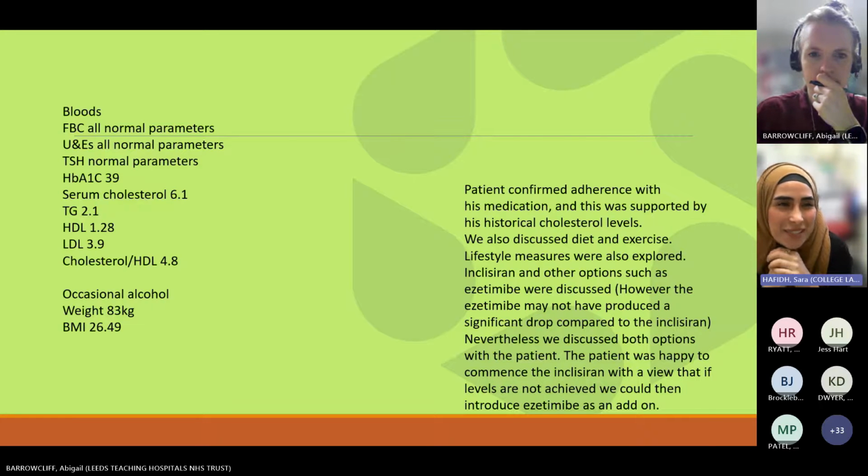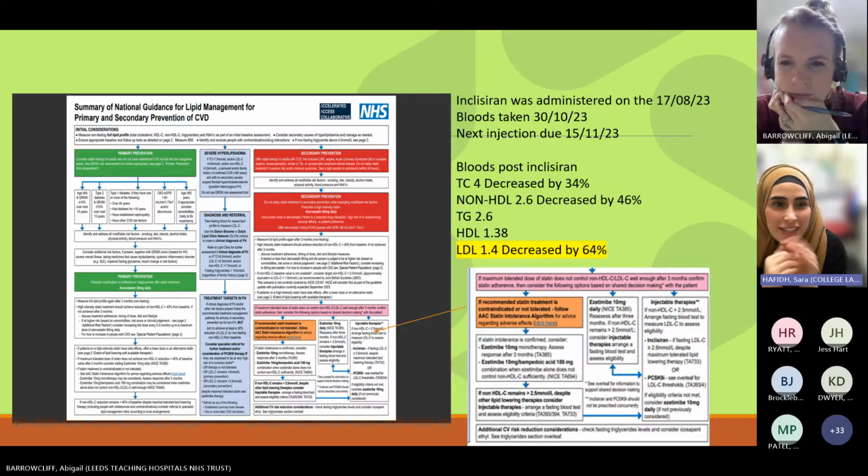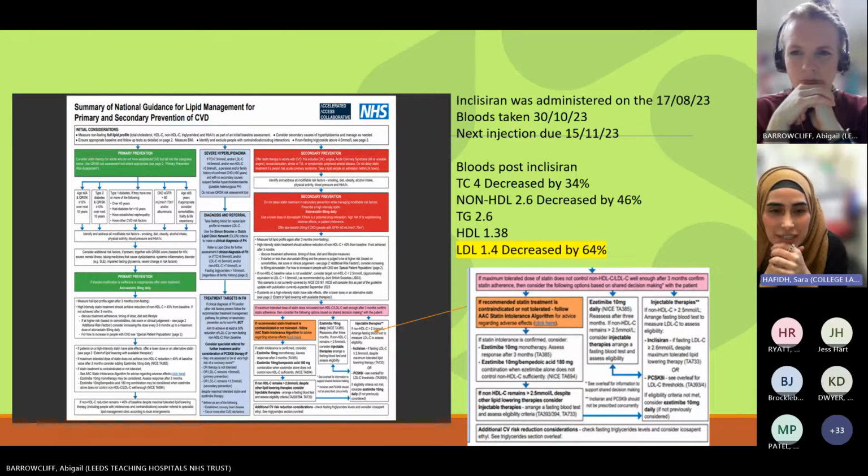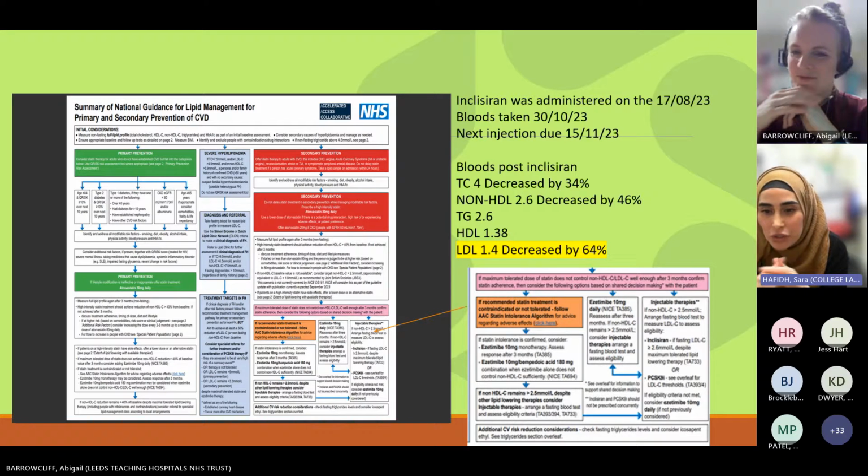Can you go through the next slide, please, Abi? Looking at the national guidance on secondary prevention, I've highlighted it and it's completely blurred, so you can't really see it. But it gives you the breakdown of options of what you can introduce to the patient. We've gone for the third box, which is the injectable therapy, and because his LDL was above 2.6, we could introduce the injectable as per NICE.